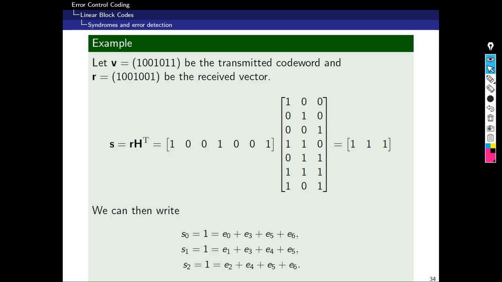So with this, we can stop here for this lesson, and we can continue next time with the other detection processes that can be used at the receiver side.